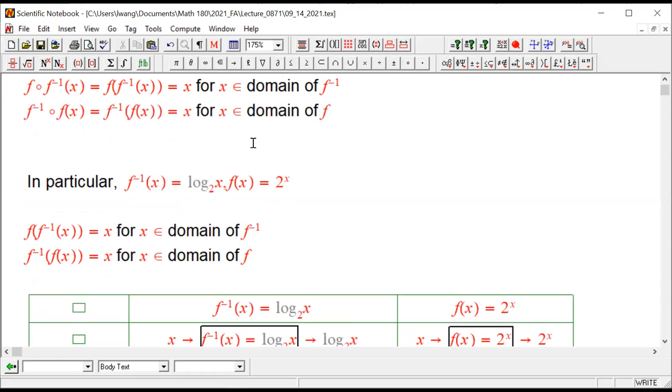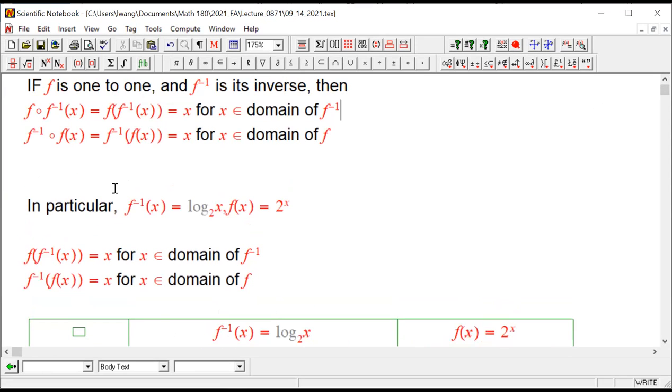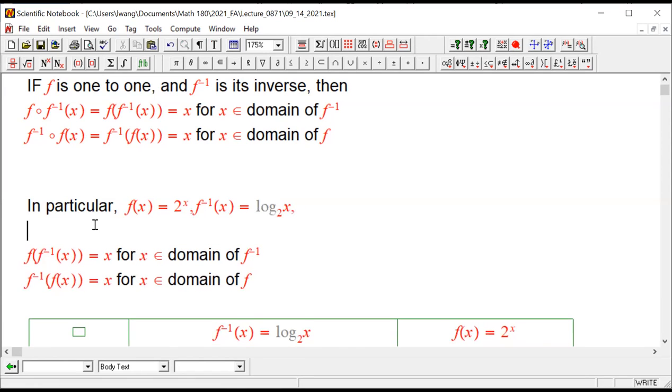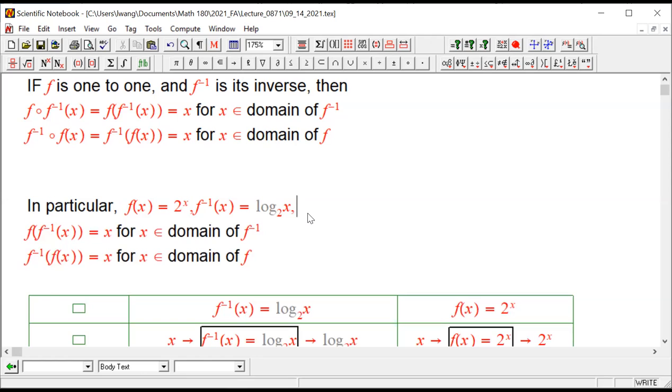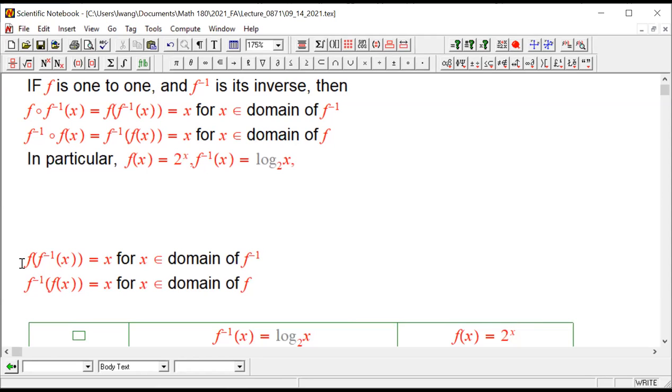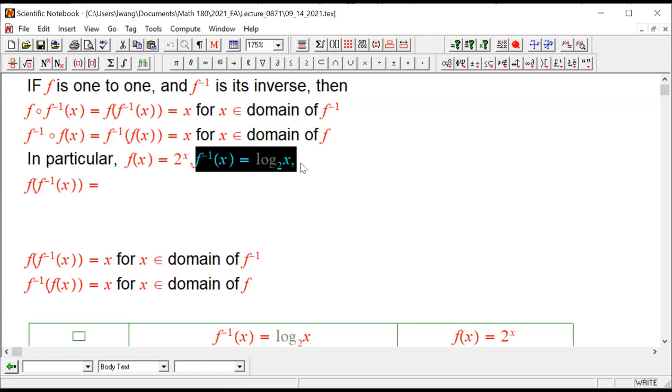Okay, now, this is a general statement. Because this is a general statement, and we have a one-to-one function 2 to the power x here, and its inverse is right here, I can put in, it doesn't matter which order, really. So now let's see how we verify this. We know this is going to be true, but how do we apply it? This is f inverse.